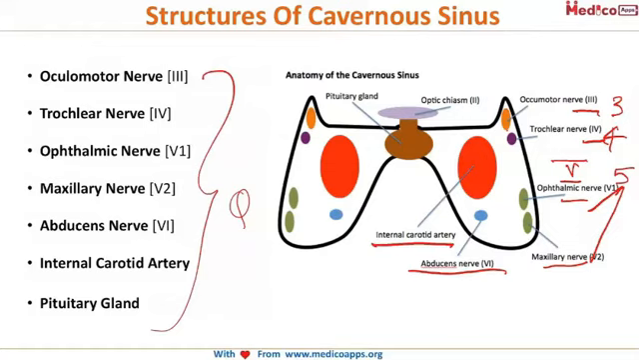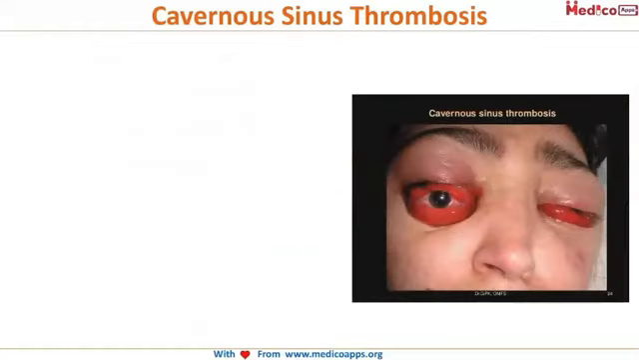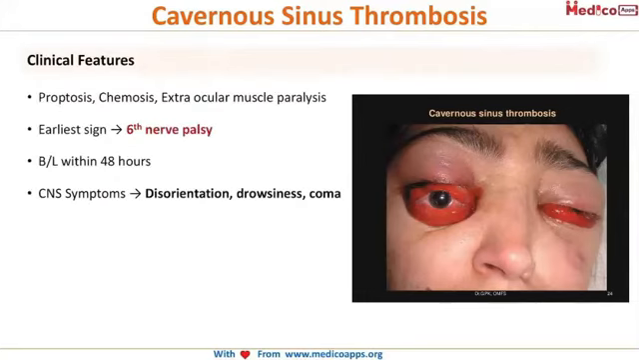Okay. Now, what are the features of cavernous sinus thrombosis? As you can assume, the first one is proptosis. Next, the chemosis. Please look at this image. There is severe chemosis of this patient, that is the conjunctiva is severely inflamed along with extraocular muscle paralysis. So these are the clinical features.